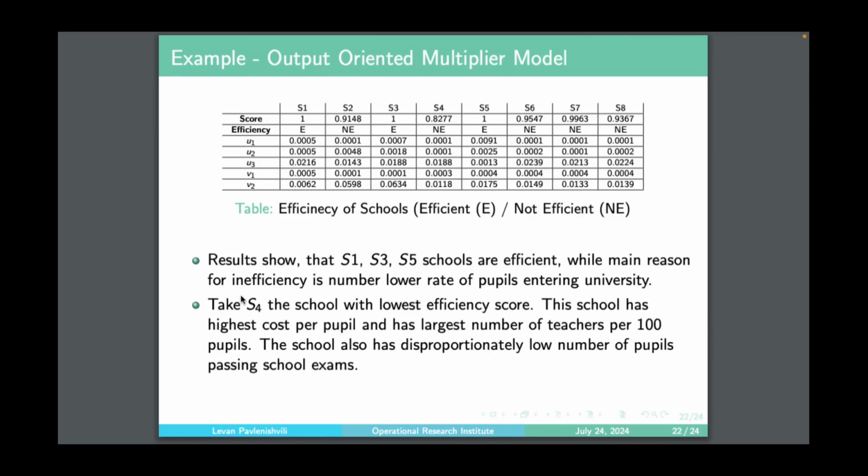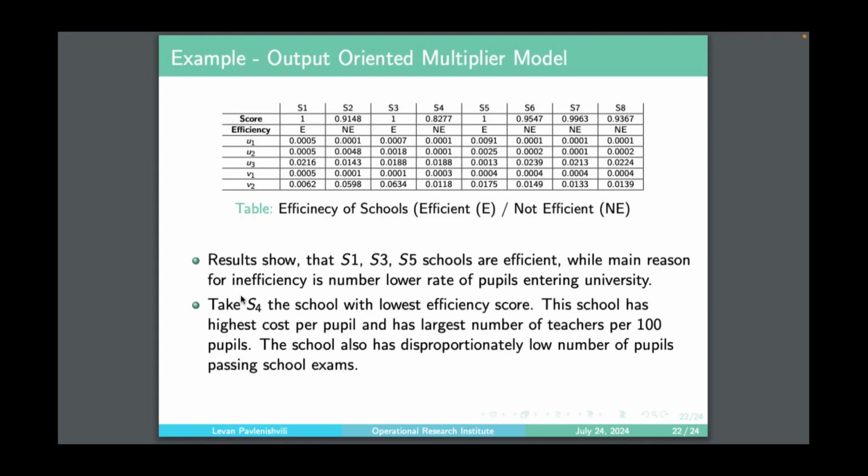So basically, for S4, for example, that has the lowest efficiency score, I know that I have to make improvement. I have too many teachers per 100 pupils, and I know that we have a disproportionately low number of pupils who pass the school exam, okay? Which is why I have a very low efficiency score. So basically, DEA can be used well for efficiency assessment. That's an idea.